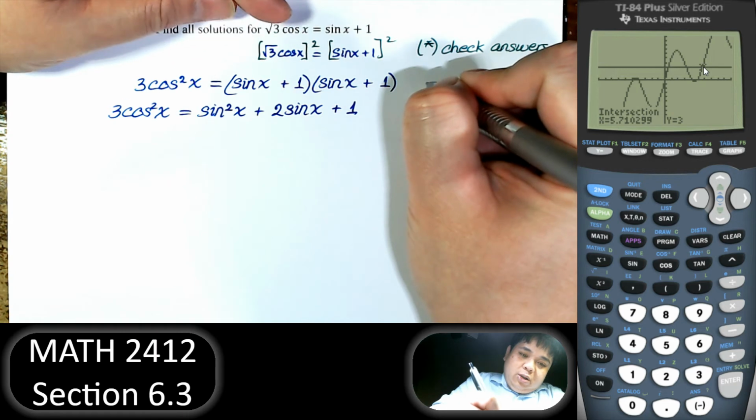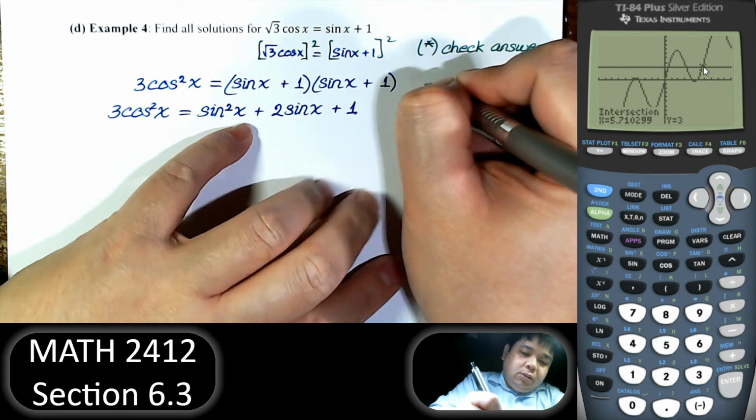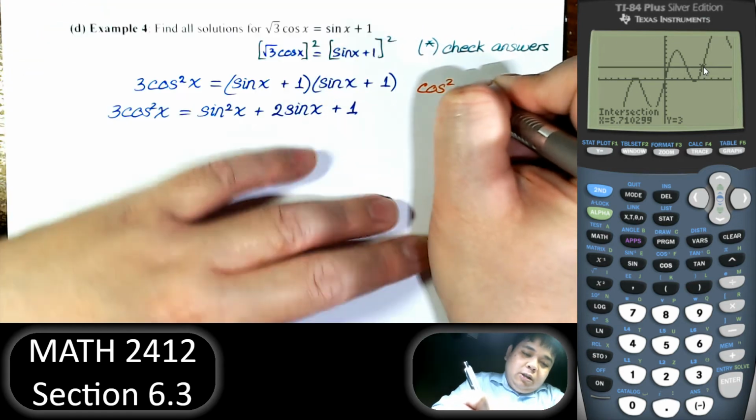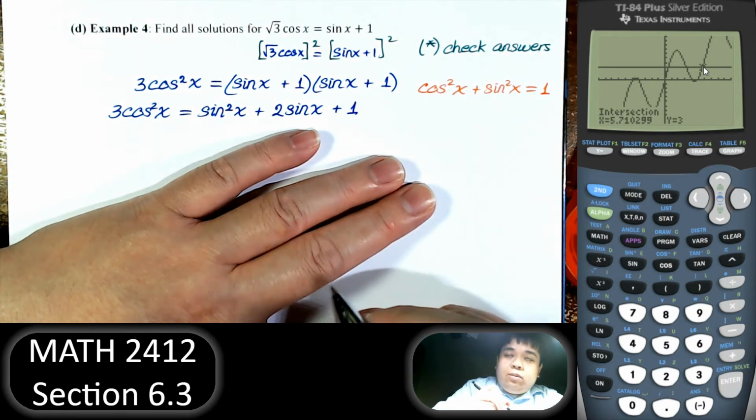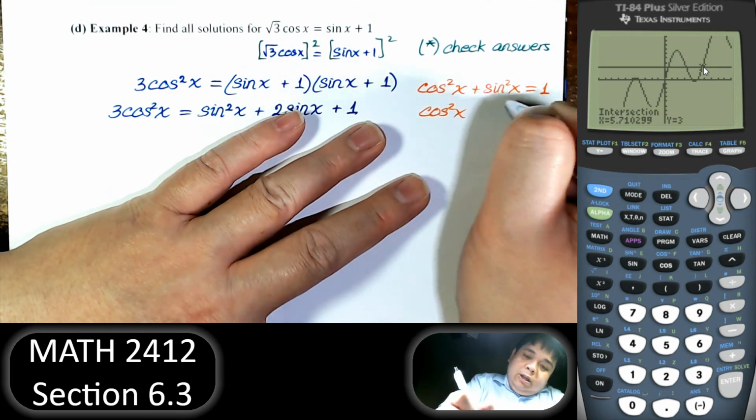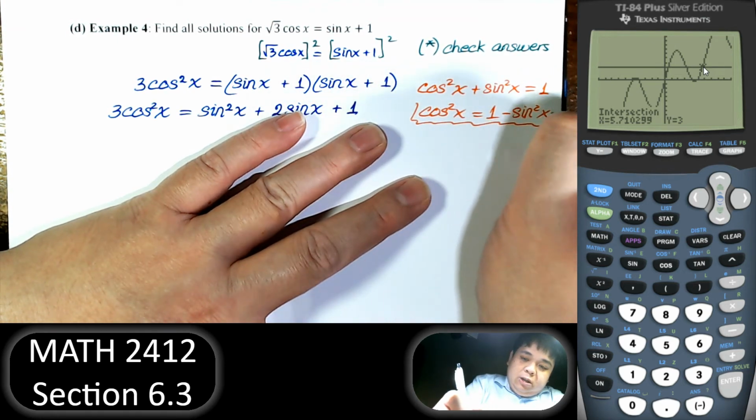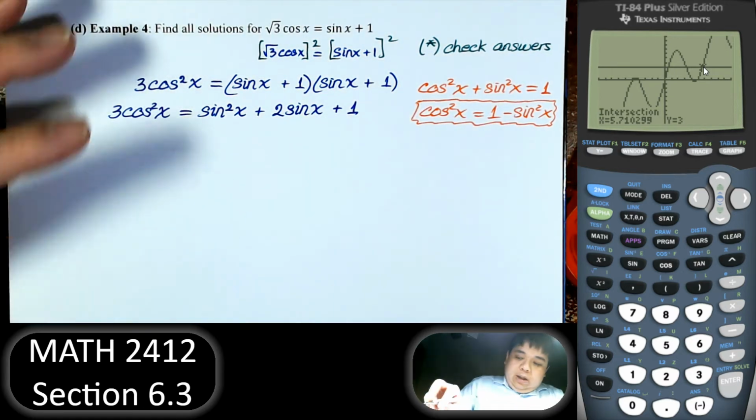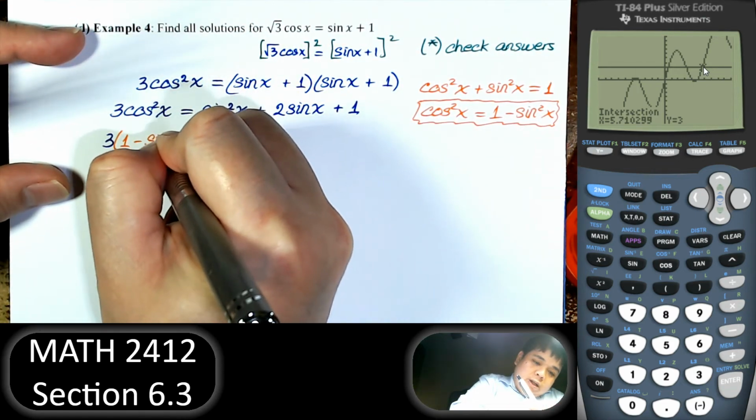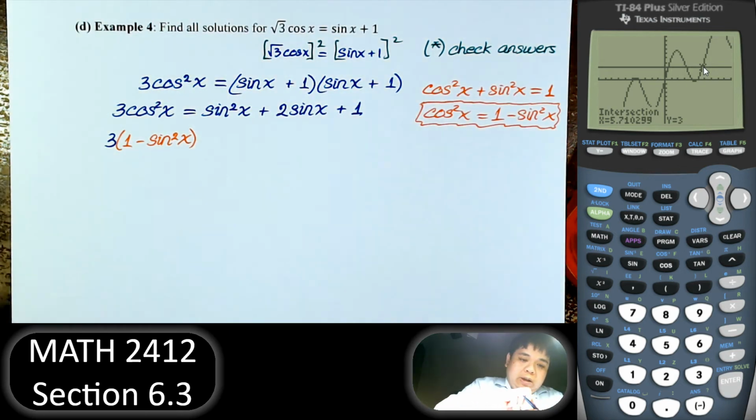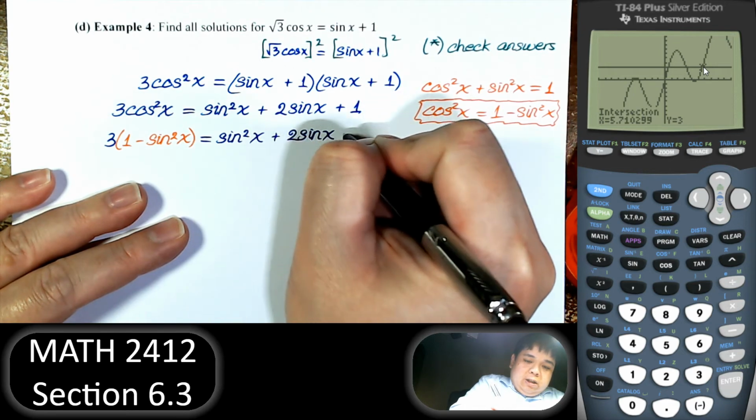So cosine square plus sine square is equal to 1. So cosine square, subtract the sine square, we have 1 minus sine square. So that gives us 3 times 1 minus sine square equal to sine square plus 2 sine x plus 1.